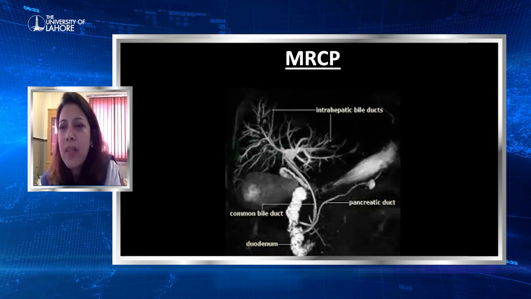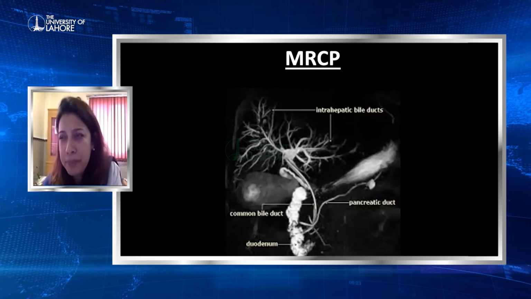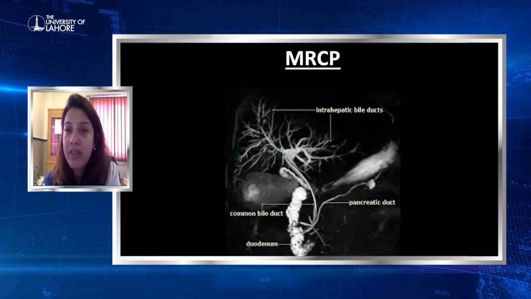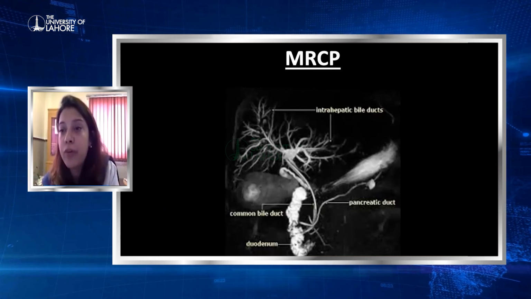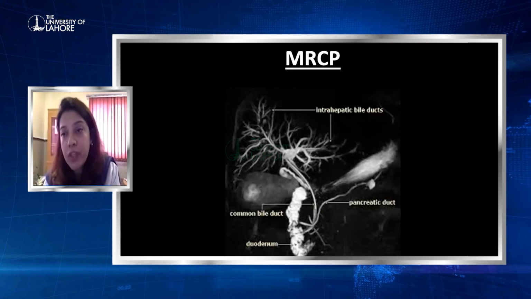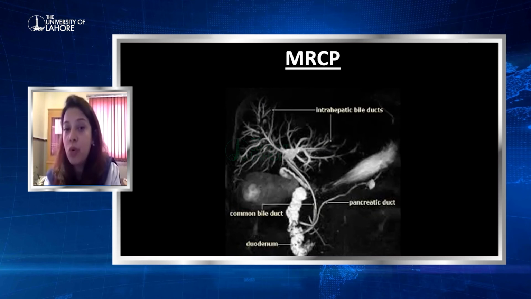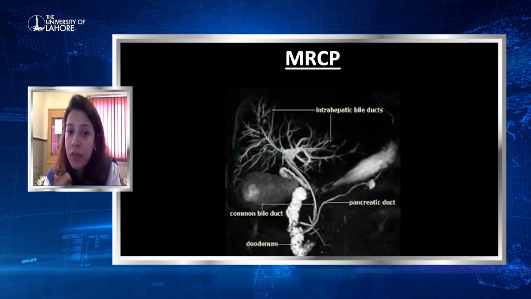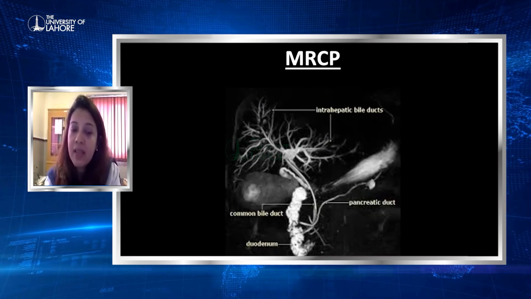So this is an MRCP. In MRI, you have a lot of software to play with. You can do an MRCP, which is magnetic resonance cholangiopancreatography, which is like an ERCP, but ERCP is an invasive procedure where you put a tube inside the patient. In an MRCP, no tube, nothing, no contrast, just software so that you see all the bile ducts, the intrahepatic.